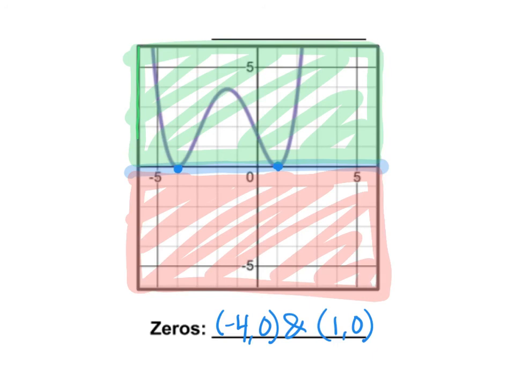All right, that is all I have for you in terms of finding your zeros and figuring out where your graph is positive and negative.